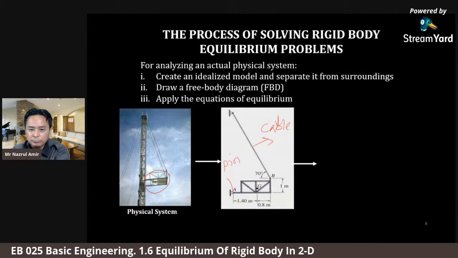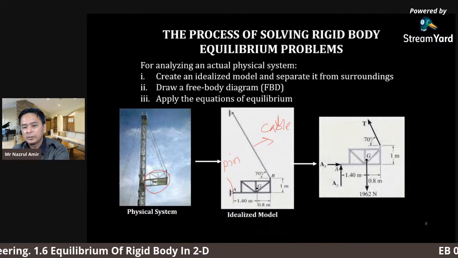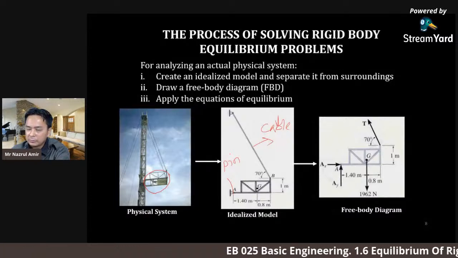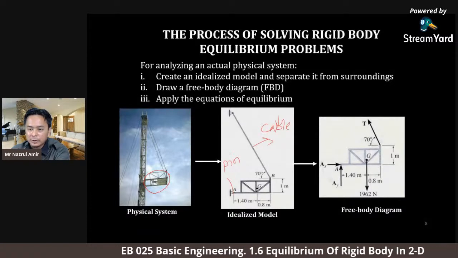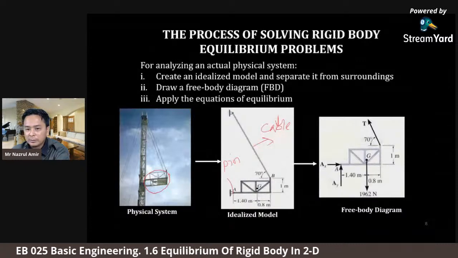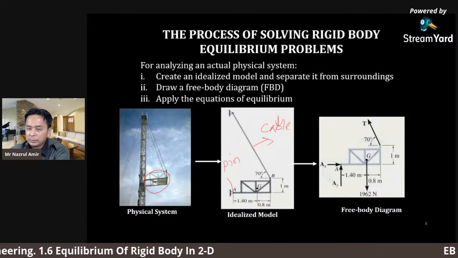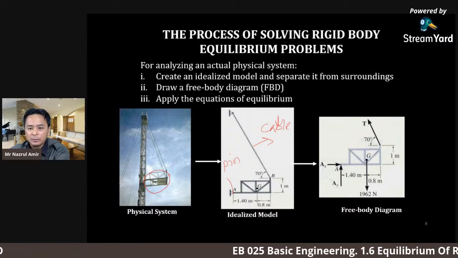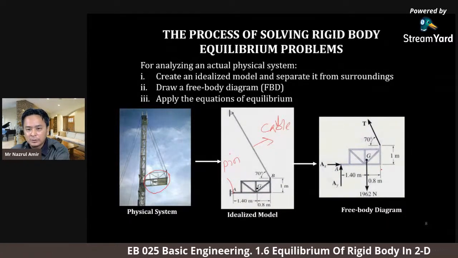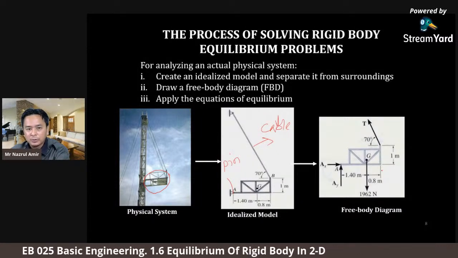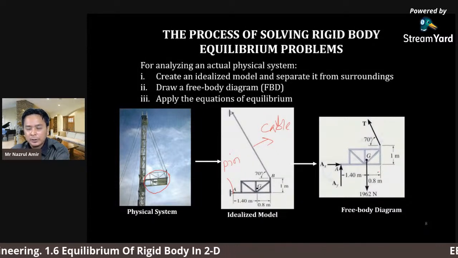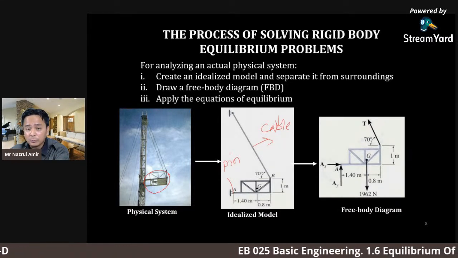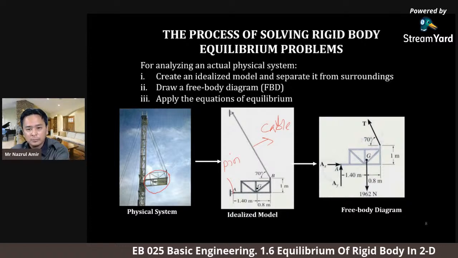So the next step is that we can construct the proper FBD from that model. Now we can draw the free body diagram showing all the forces acting, and we put the reaction forces at the pin and cable, and all the dimensions given. After this, we can continue with the solving process, with the equations of equilibrium. We are going to use summation Fx equal to 0, summation Fy equal to 0, and summation moment equal to 0.